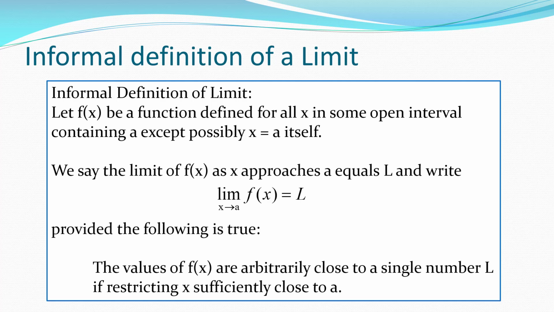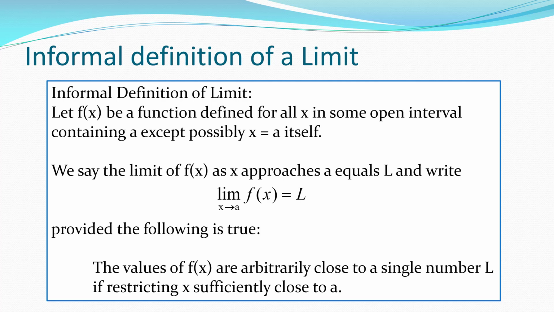Suppose that you have a function that's defined for all x in some open interval containing a, except possibly at a itself. So it's defined for values a little bit to the left of a and a little bit to the right of a, and it could be defined at x equals a or not. We don't care about that. We'll say that the limit of the function as x approaches a equals the number L, and write the notation you see here, provided the following is true.